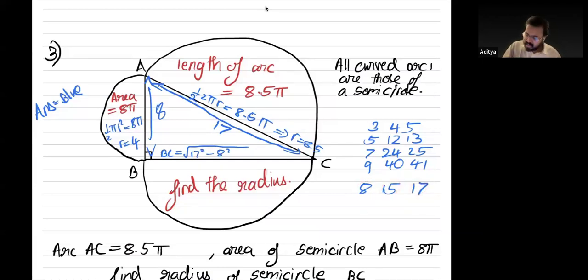So it's like 17 square minus 15 square is 17 plus 15 times 17 minus 15, which is 8 square. So if you even solve it, you get 289 minus 64, which is equal to under root of 225. So this length becomes 15.